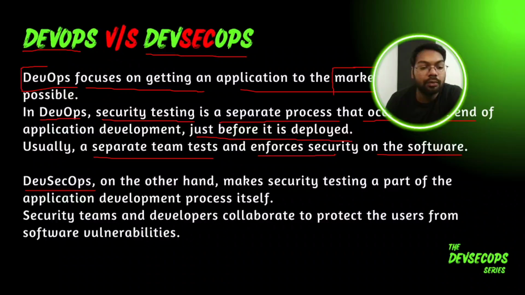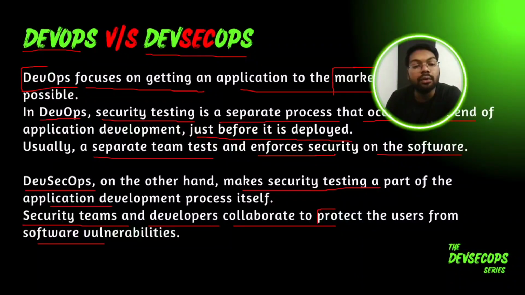So if you talk about DevSecOps, on the other hand, it makes security testing a part of the application development process itself. So that is the main thing. It is not treated as a separate entity, but it is embedded in your application development process or SDLC, as I mentioned earlier. And now the security teams and developers collaboratively do things like assessment of weaknesses and vulnerabilities that are present in your application, and they collaborate to protect the users from software vulnerabilities.